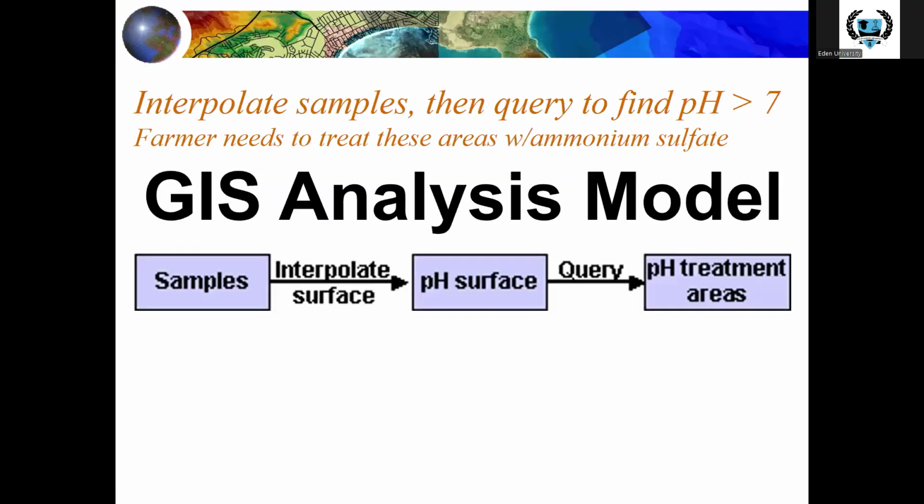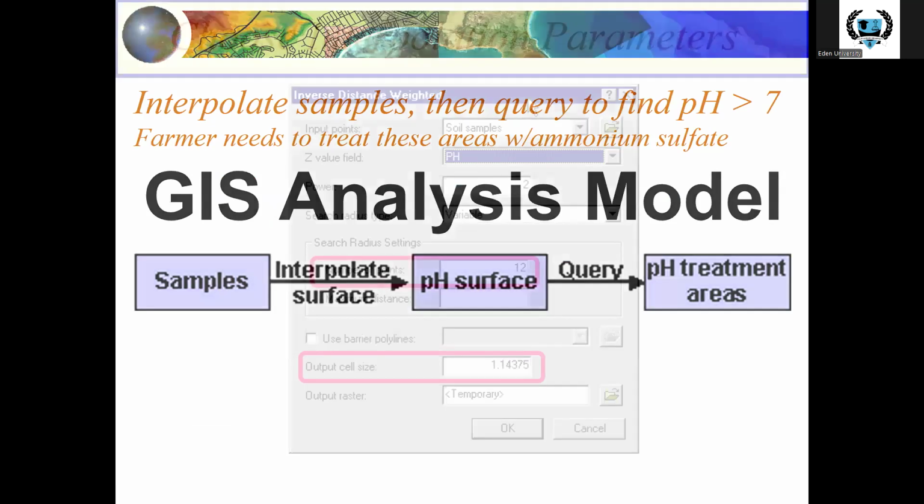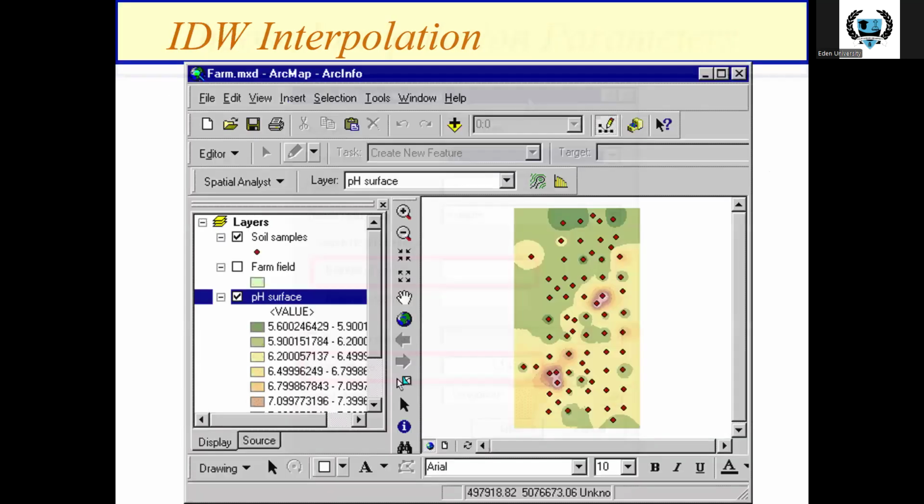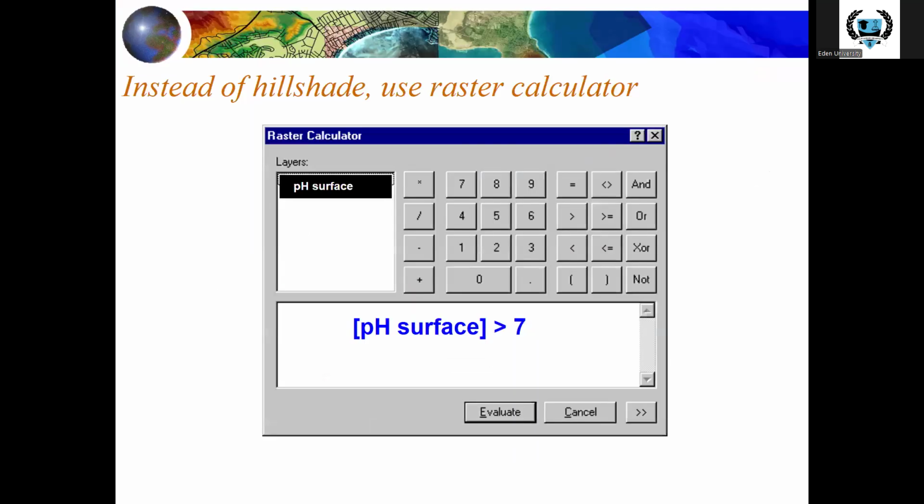Interpolate samples, then query to find the pH. So we have the sample, interpolate the surface to tell us the pH, sample, pH surface, then query the pH treatment areas. So that is how they're being entered in weight. And we have the IDW interpolation. Instead of hillside, use raster calculation. So this is how it's being done.